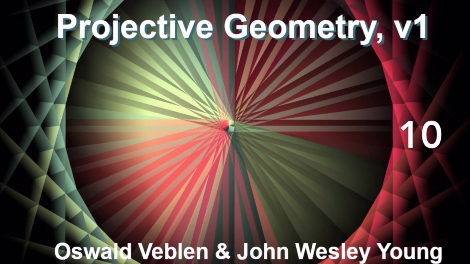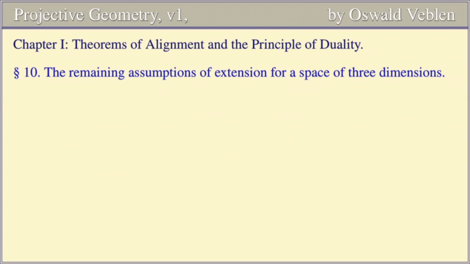Projective Geometry, Volume 1, by Oswald Veblen and John Wesley Young. Chapter 1, Theorems of Alignment and the Principle of Duality. Section 10, the remaining assumptions of extension for a space of 3 dimensions.